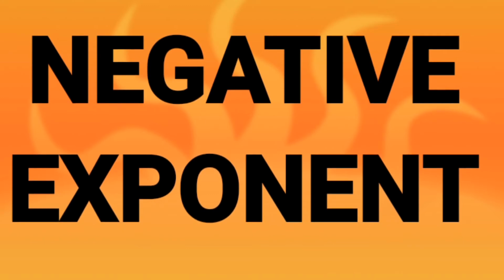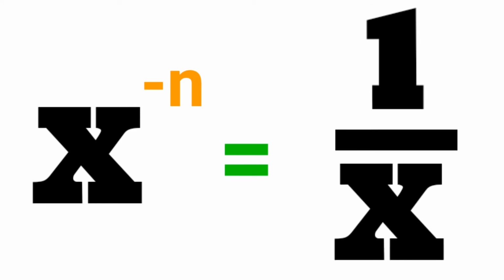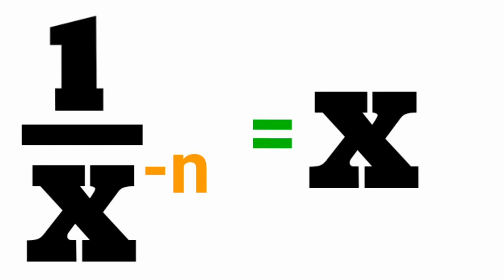Negative exponent. x to the power of negative n is the same as 1 over the same base x to the power of positive n. One over x to the power of negative n is just the same as x to the power of positive n.